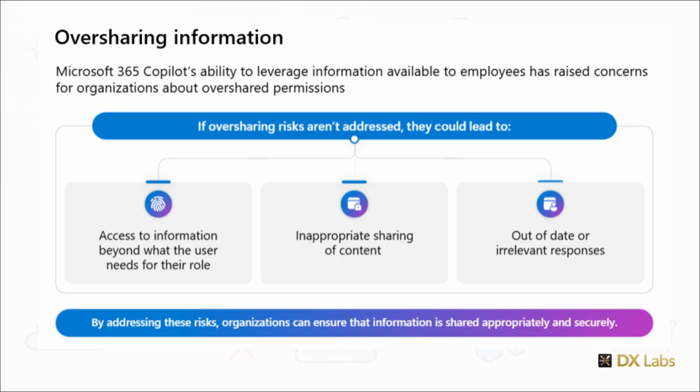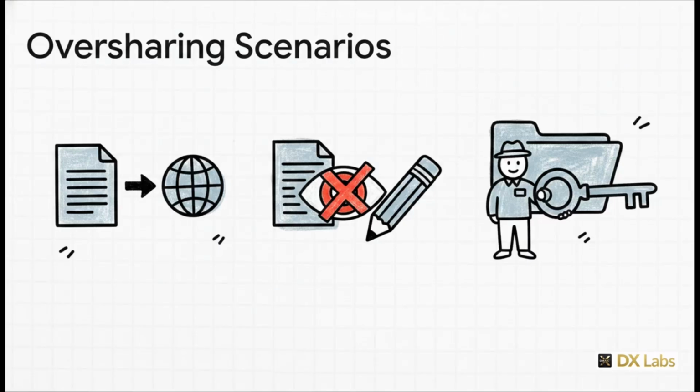Access to information way beyond what the user needs for their role, inappropriate sharing of content, and out-of-date or completely irrelevant responses. A crucial exam concept to remember here is that Copilot respects existing permissions. So, if your permissions are too loose, Copilot's outputs become a major security risk. Let's break down the 3 most common oversharing scenarios you're going to see.